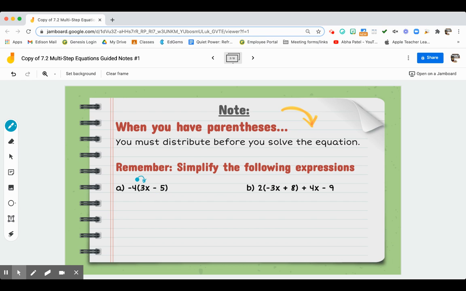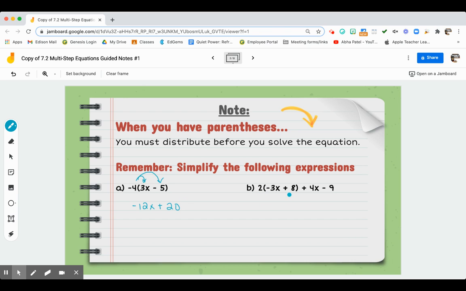That just means you're multiplying the -4 to the 3x and the -4 to the -5. So -4 times 3x is -12x. -4 times -5 is a positive 20. And that's it. All right. For B, let's do the same thing.